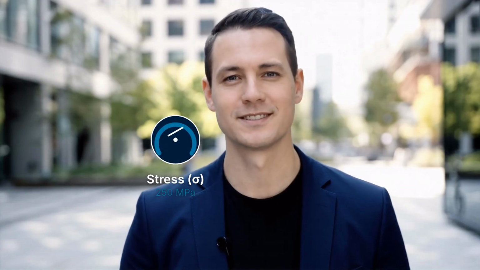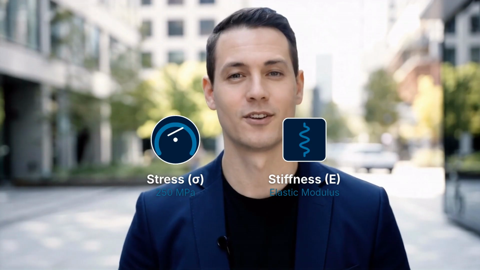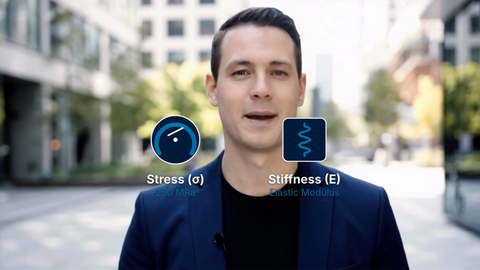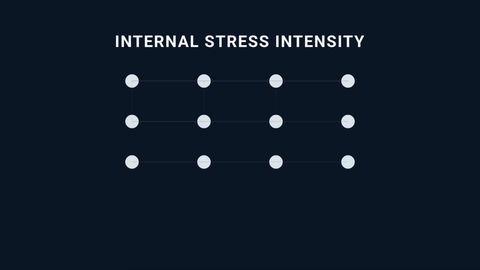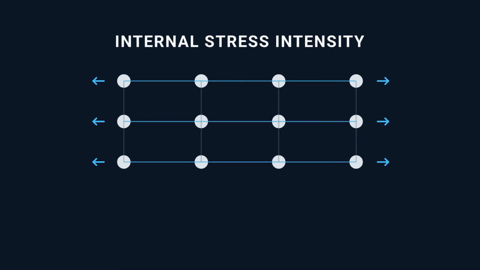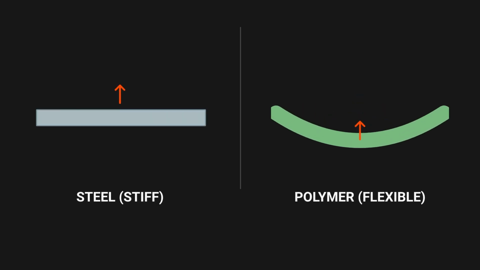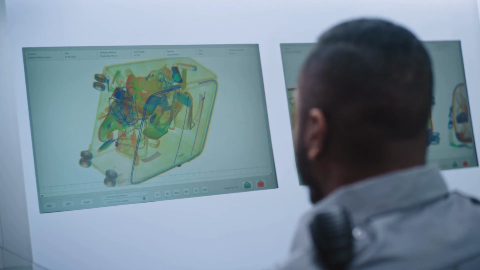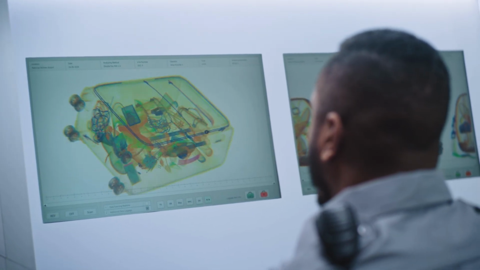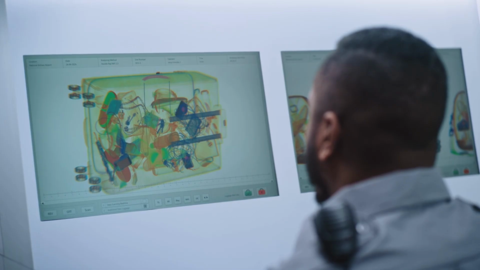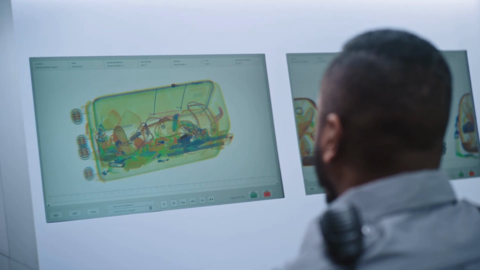The calculator provides two critical outputs. First, the stress value in pascals, in our example, 250 megapascals. This value tells you the internal force intensity within the material. Second, the Young's modulus in pascals quantifies the material's stiffness. Use these values to compare materials, validate certifications, or input into your FEA simulations for accurate predictions.